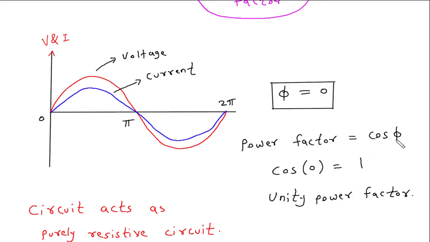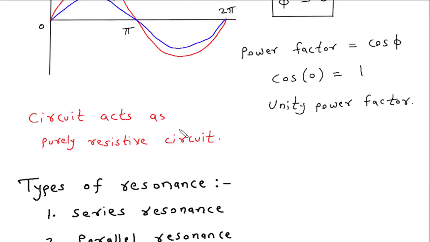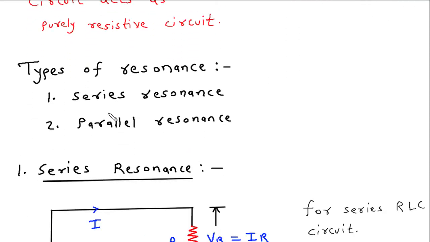Power factor is equal to cos phi. The phase angle is 0, therefore cos 0 is equal to 1, that is the power factor is unity. So therefore the circuit will act as a purely resistive circuit. Now there are two types of resonance. One is series resonance and another is parallel resonance.